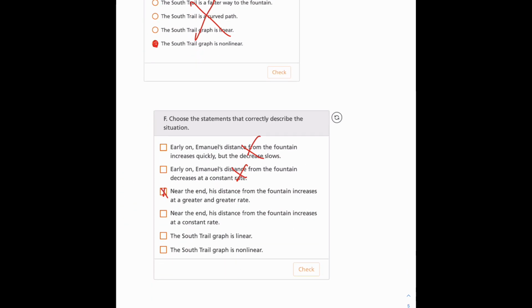Near the end, his distance from the fountain increases at a constant rate. No. The South Trail graph is linear. We already know that's not true. The South Trail graph is nonlinear.